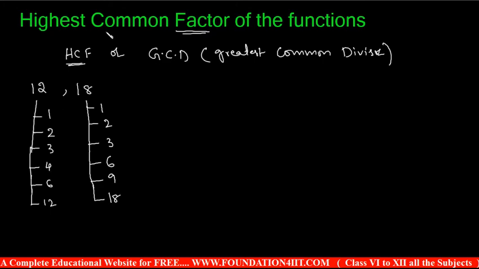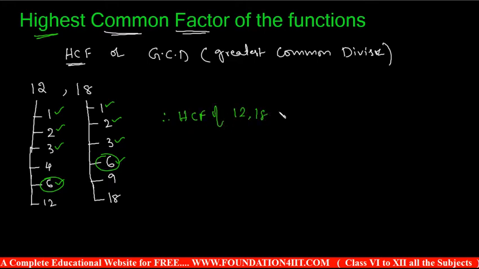In that, next is the common ones. If you notice, 1 is common in both places, 2 is common, 3 is common, and 6 is common. In that, the highest one is 6 only. Therefore the HCF of 12 and 18 is 6. This we have already learned in some previous classes.